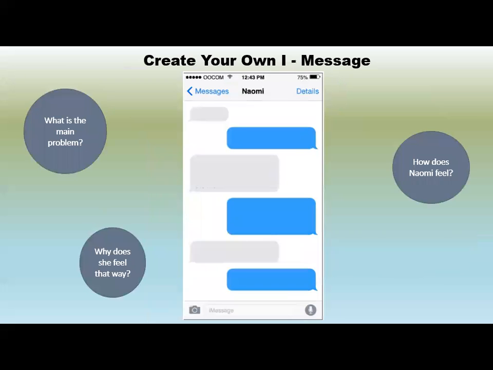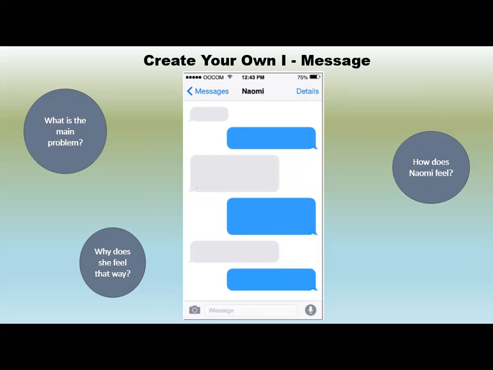So now we want the students to remember back to that you message. If you have to, you can go back to the beginning and show them so they can go over it. And then you're going to want them to change it and turn it into now an I message. So they're going to have to remember, what is the main problem? How does Naomi feel? And why does she feel that way, right?